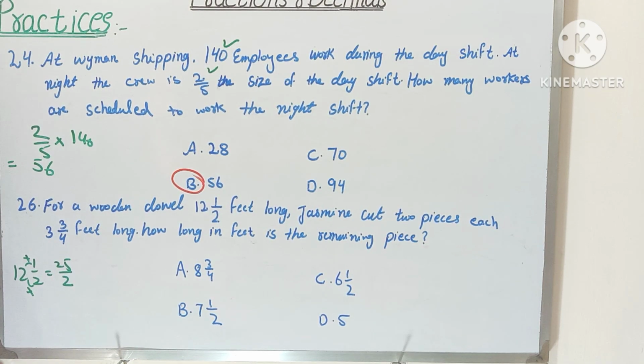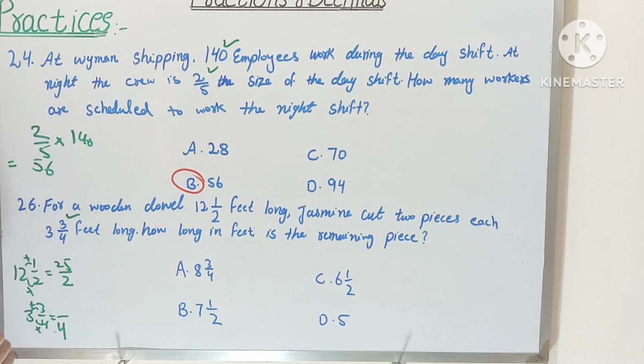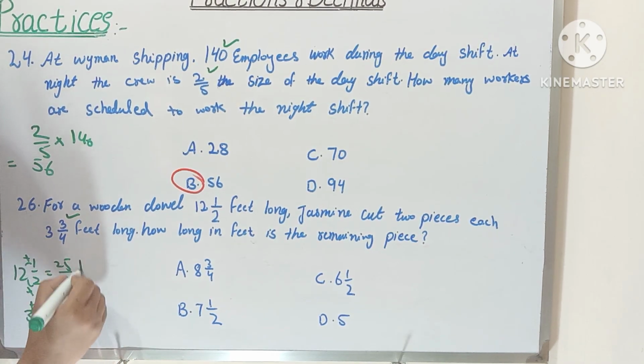Then the length of each cut piece is 3 over 4. 4 times 3 is 12, and we keep the denominator 4 as it is. We multiply, then we add: 4 times 3 is 12, plus 3, 15 over 4 feet. Then how long, in feet, is the remaining piece? For this, we subtract them.